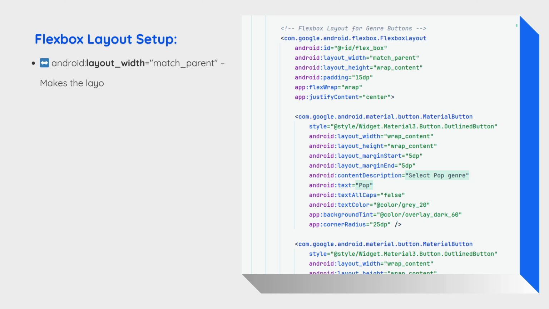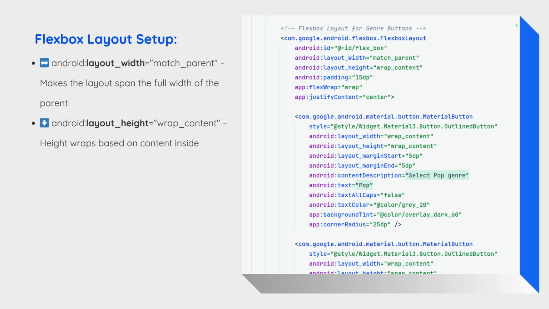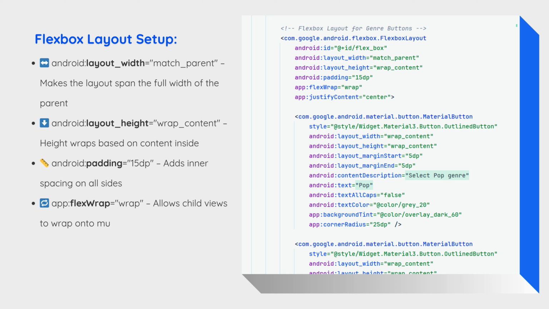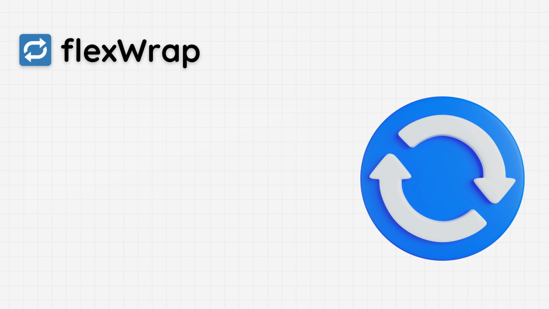First, we set layout_width to match_parent, so it stretches across the full screen. Next, layout_height is set to wrap_content, letting it grow based on the content inside. We add padding of 15 dp to give space around the buttons. Then we enable FlexWrap, so buttons can automatically move to the next line if space runs out. Finally, we set justifyContent to center, aligning all buttons neatly in the middle.